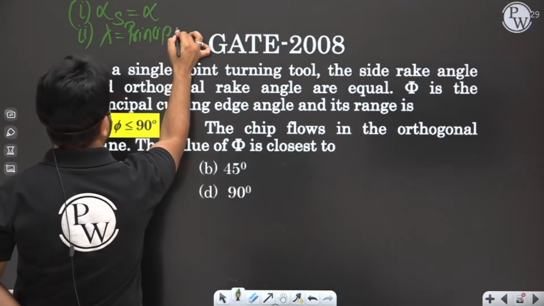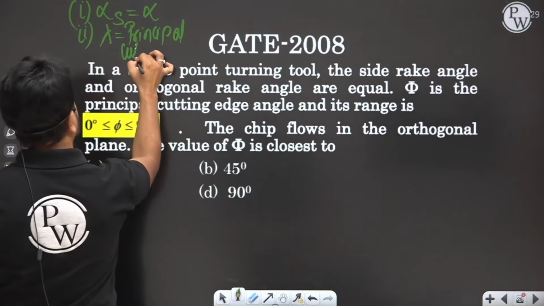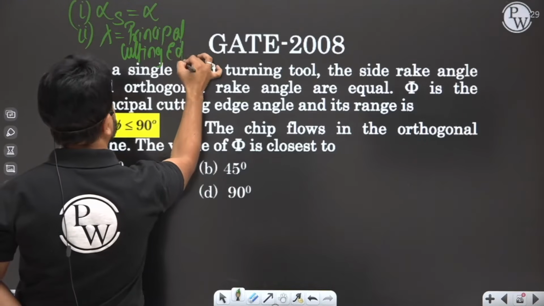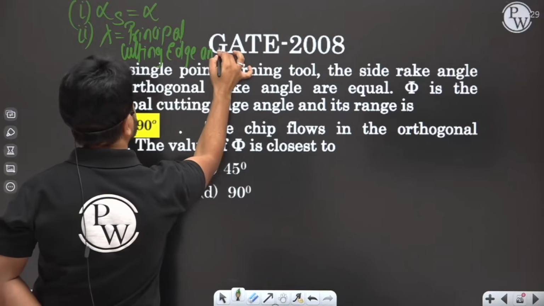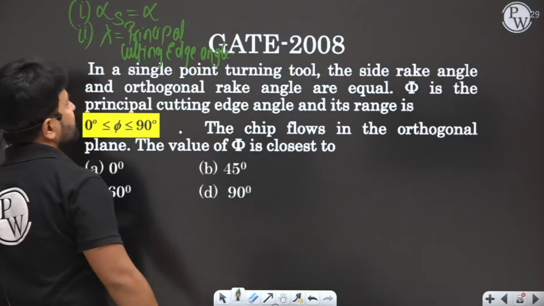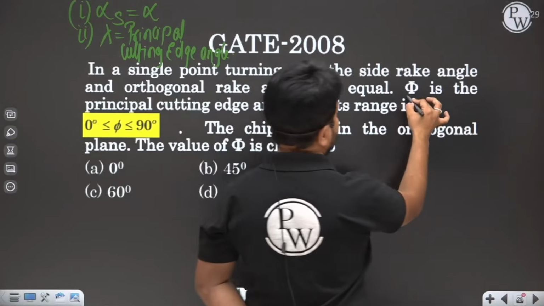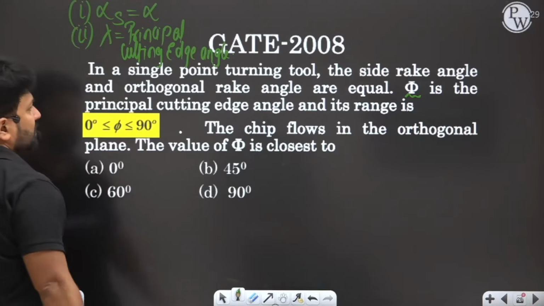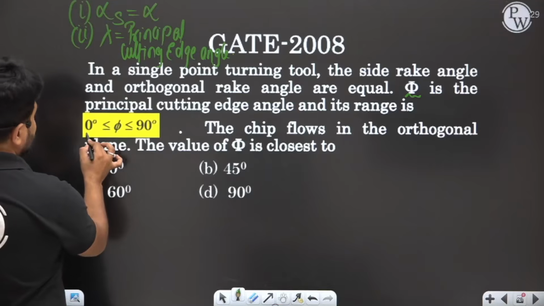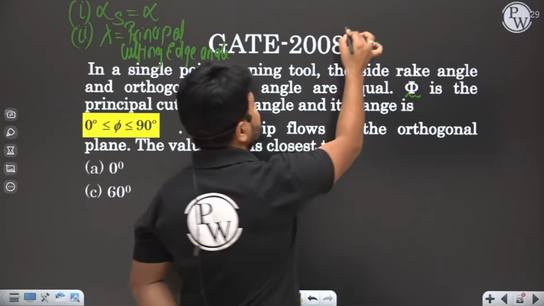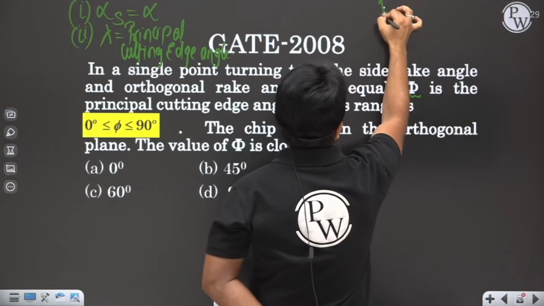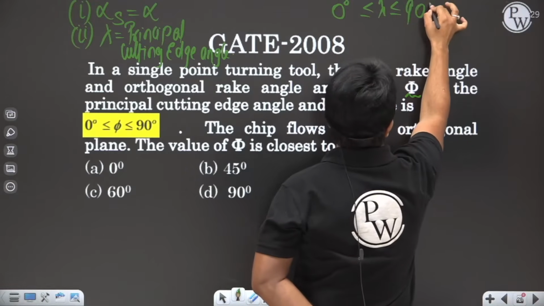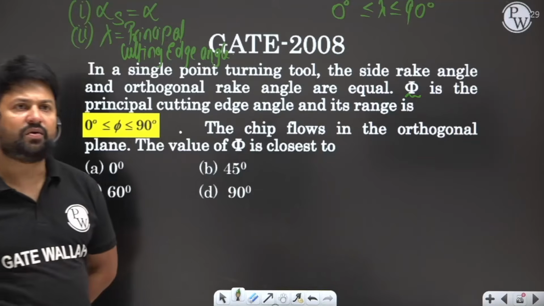It is given in the question in terms of phi, but I am going to write it in terms of lambda. Its range is given to you from 0 to 90 degrees.